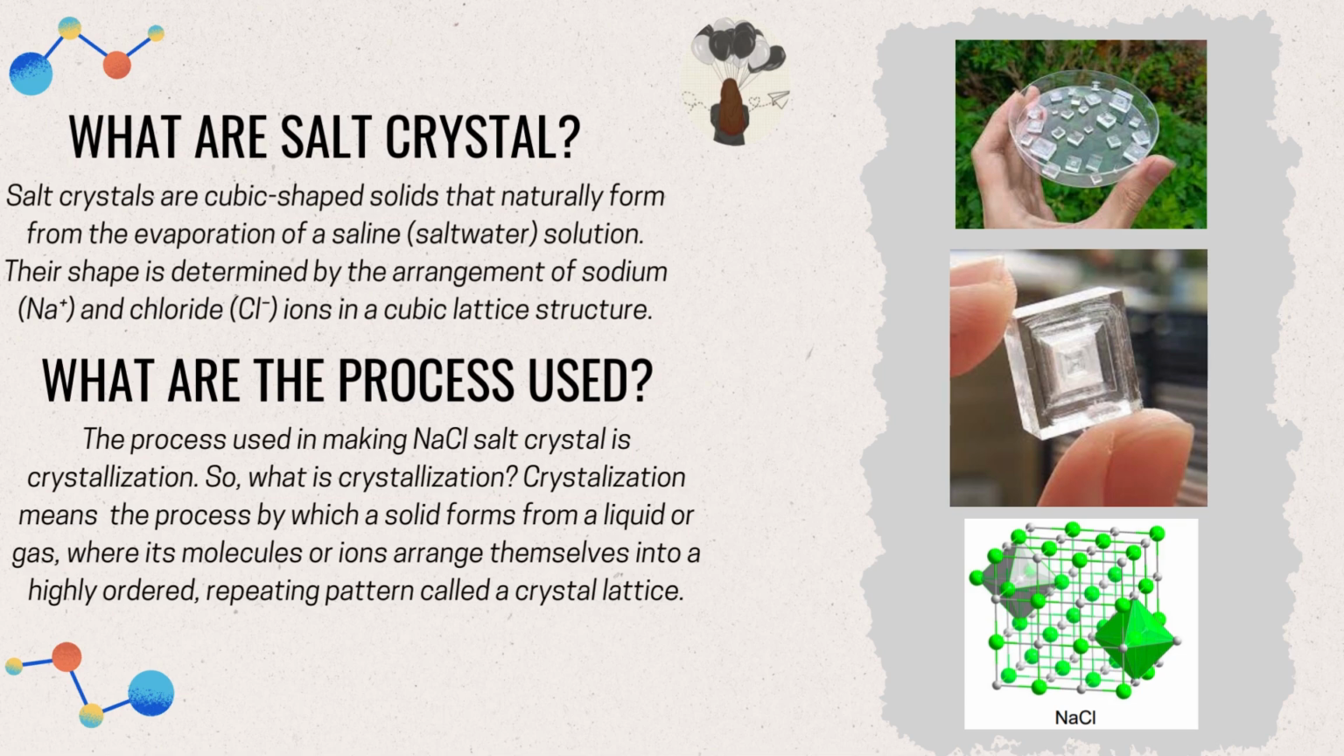So what are the processes used? The process used in making NaCl salt crystal is crystallization. What is crystallization? Crystallization means the process by which a solid forms from a liquid or gas, where its molecules or ions arrange themselves into a highly ordered, repeating pattern called a crystal lattice. As you can see, the bottom picture shows the cubic lattice structure of NaCl, and the upper picture shows the crystal that is made from NaCl salt.